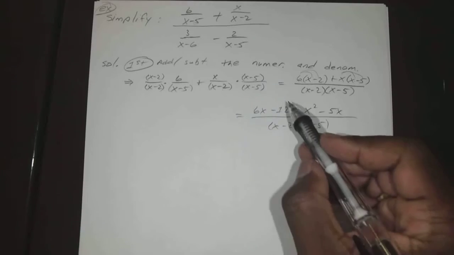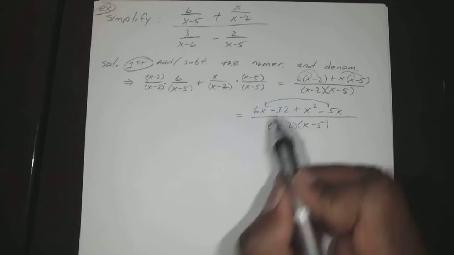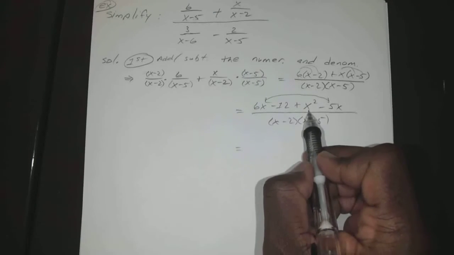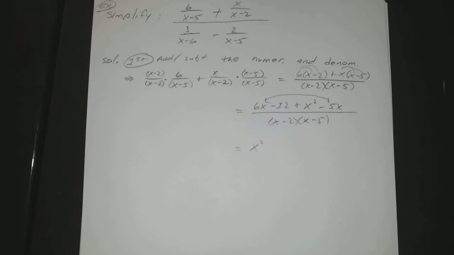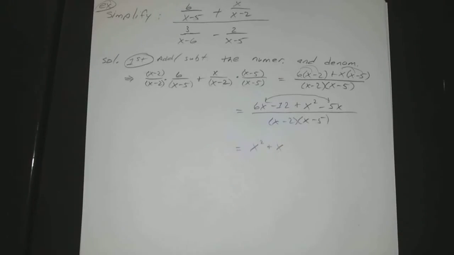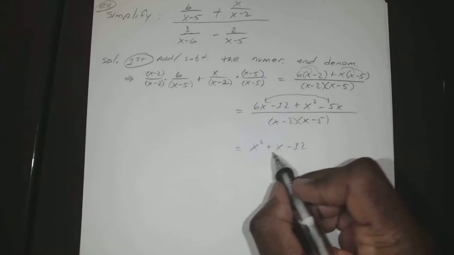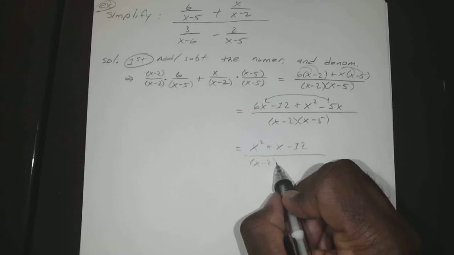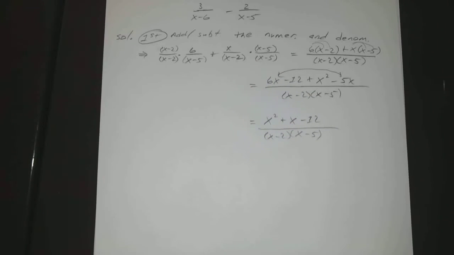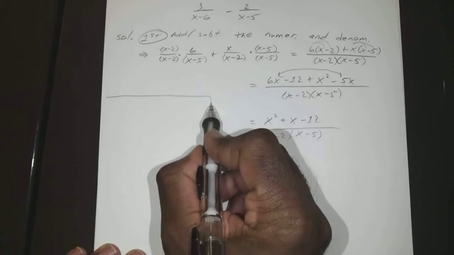Okay. Now we can go ahead and simplify this numerator by combining those two terms. So we have x squared, we'll put that right out the front. 6x minus 5x is 1x, or you can just put plus x, minus 12, all over x minus 2 times x minus 5. Okay, so we have a trinomial, so you want to factor that one just in case something can cancel out. We don't know, but we'll factor it just in case.